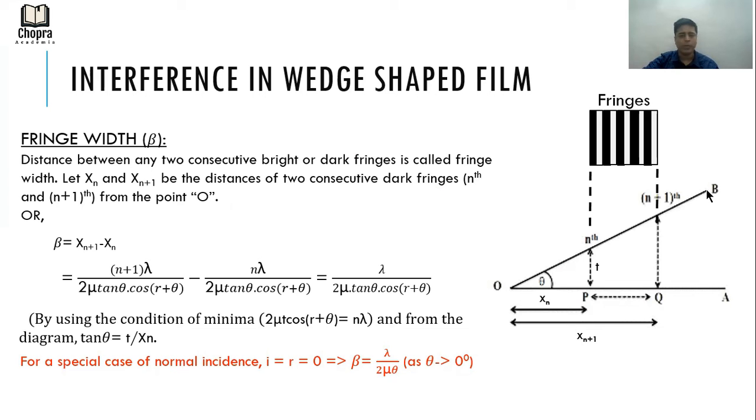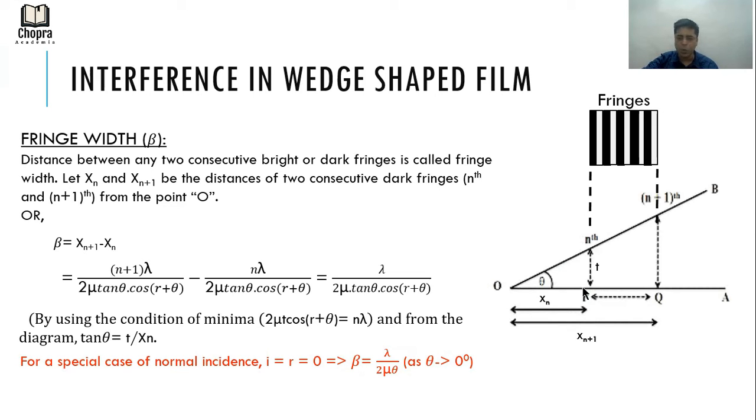So in this case, we are determining from the geometry of the wedge shaped film what the fringe width value will be. As I just now defined, fringe width is the difference between the distances of consecutive bright or dark fringes. So say xn plus 1 is the distance of the n plus 1 fringe from the point O. You can see the diagram here. This is the point O. I say the nth fringe lies at a distance xn from point O.